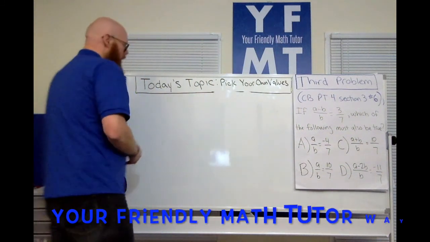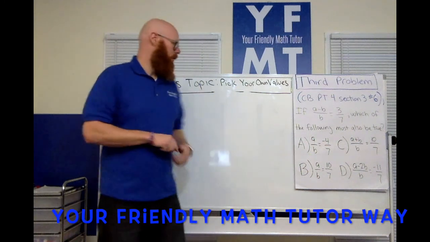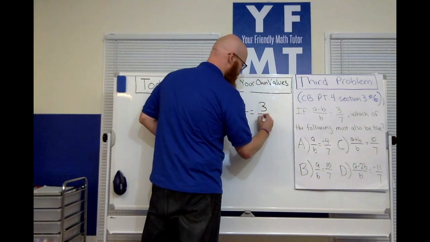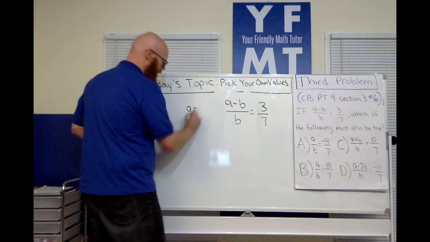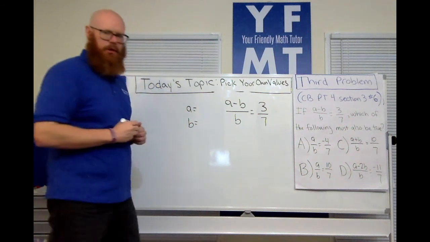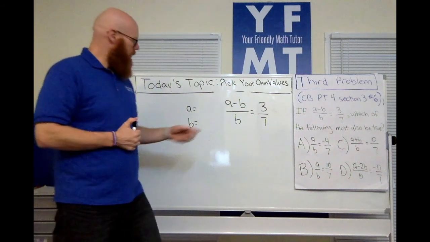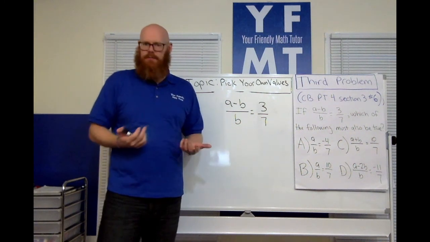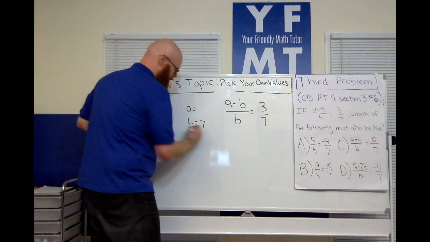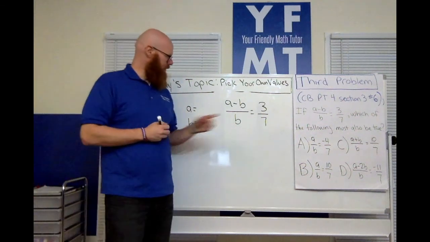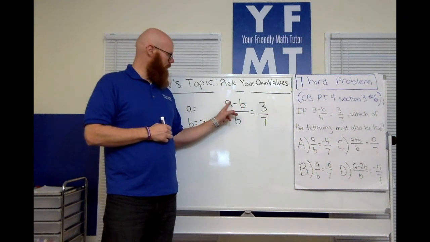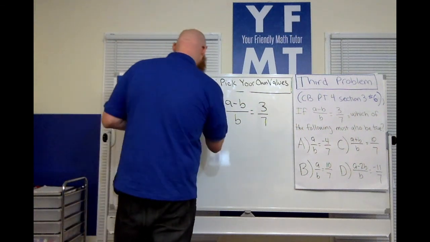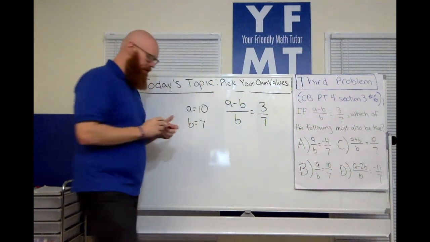That means we're going to pick our own values. If I have the equation (a minus b) over b equals 3 over 7, I want to pick a value for a and a value for b. I'm going to pick a value for b first, because b is on the bottom and 7 is on the bottom over here, so it's really simple if I just make b equal to 7. Then if b is now 7, some number minus 7 must give me 3, well, that number would be 10.